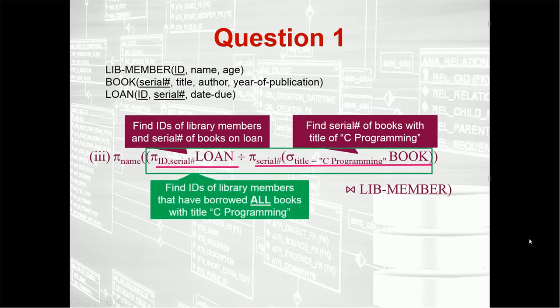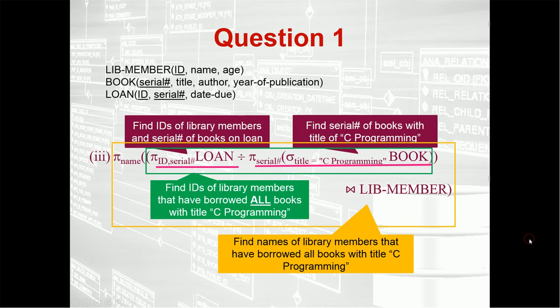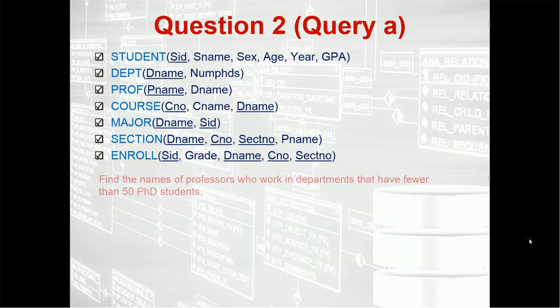Together, the divide by operator finds IDs of library members that have borrowed all books with title C programming. When we consider the entire query, we are looking for names of library members that have borrowed all books with title C programming. Next, we move on to question 2a. Please press pause at this point if you need time to attempt this question.